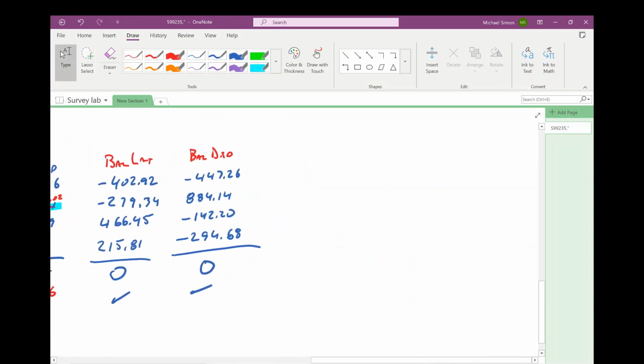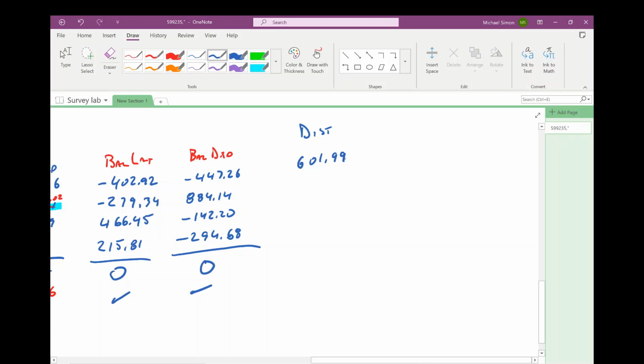Once I have balanced latitudes and balanced departures, now I can figure out new distances and new bearings. Now with the distances, this is simply square and square roots. We square the latitude, square the departure, and square root the sum. So we have 402.92 squared plus 447.26 squared, square root, equals 601.99.